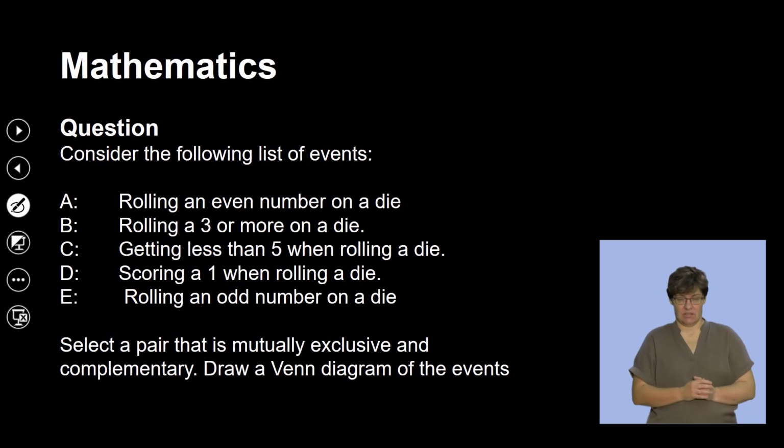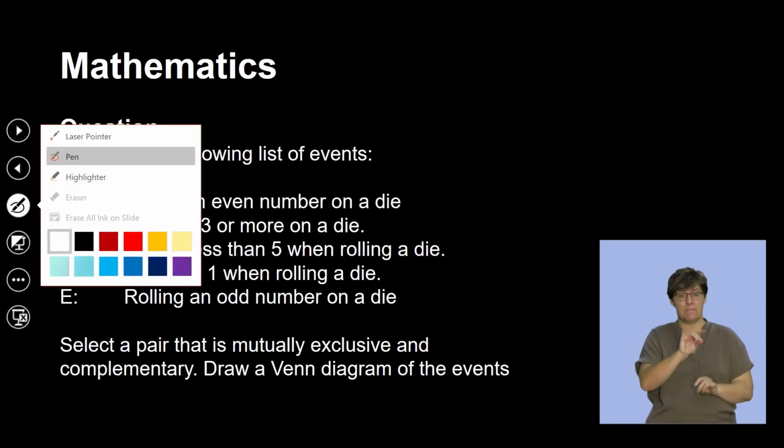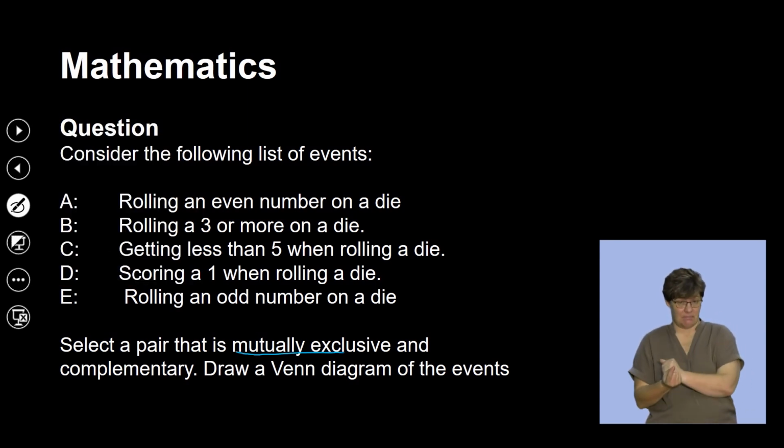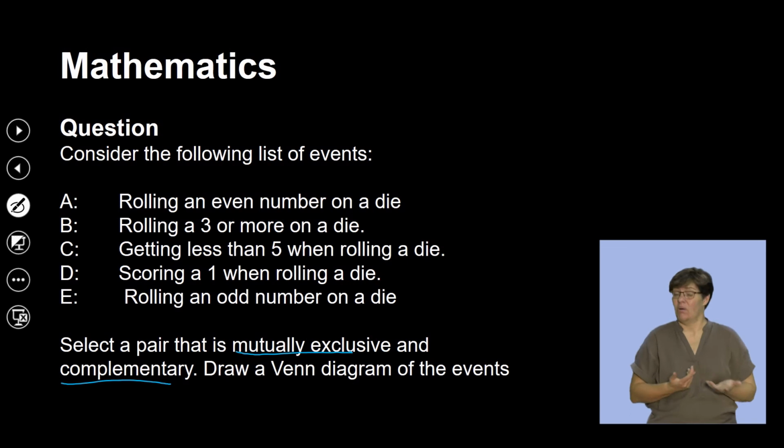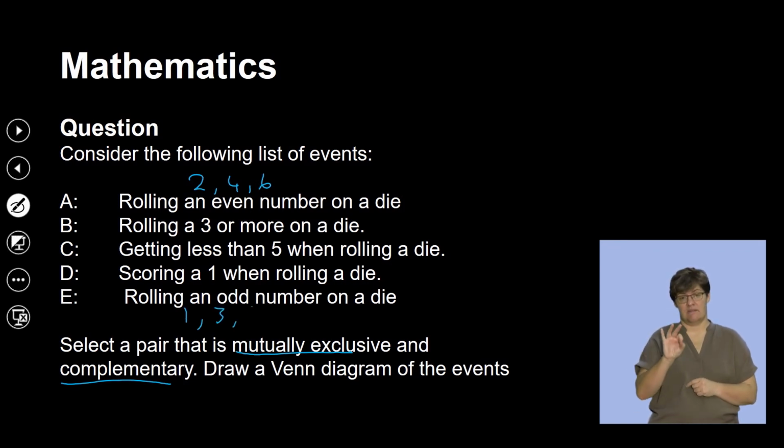It says, we're given a list of events. There are 5 events in total, and it's all to do with rolling a dice. From this list, we need to select a pair of events that are going to be mutually exclusive and complementary. Well, that's quite an interesting thing. So let's just make sure that what we've got here is very clear. If we were rolling a dice and we got even numbers, then it would be 2, 4, and 6. If we were rolling odd numbers, then those would be 1, 3, and 5.